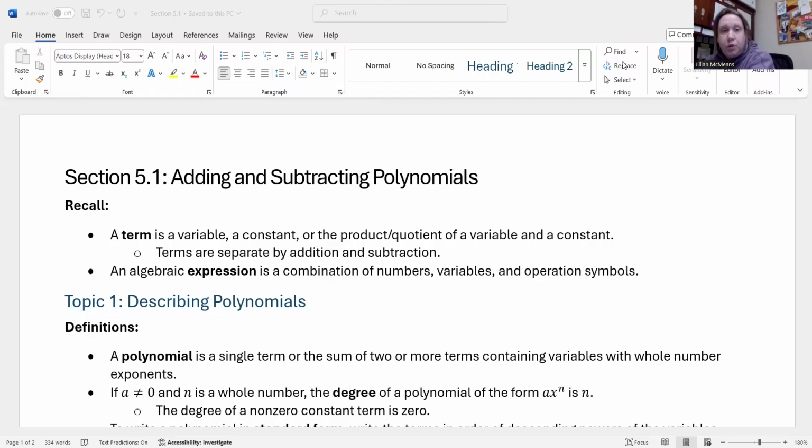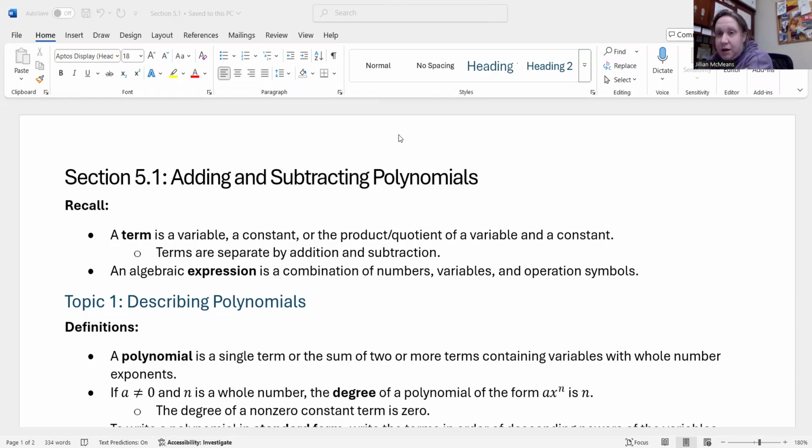In our next chapter, we are going to discuss polynomials. And the first section, we're going to focus specifically on adding and subtracting polynomials. Now, I do want to remind you of a couple of definitions from previous work that'll apply here in this first chapter or this first section.